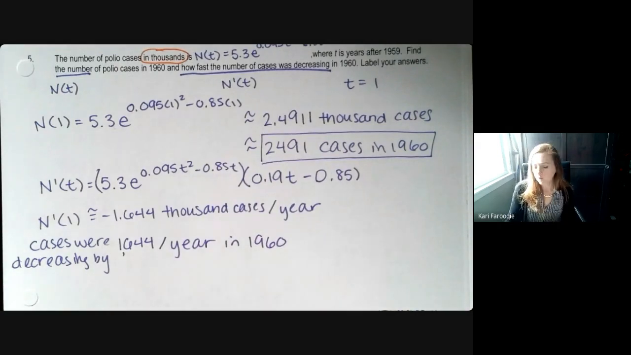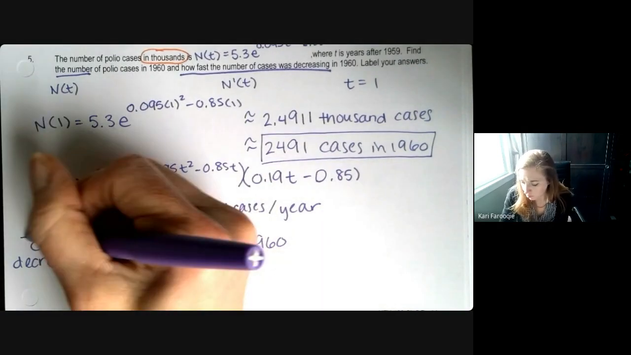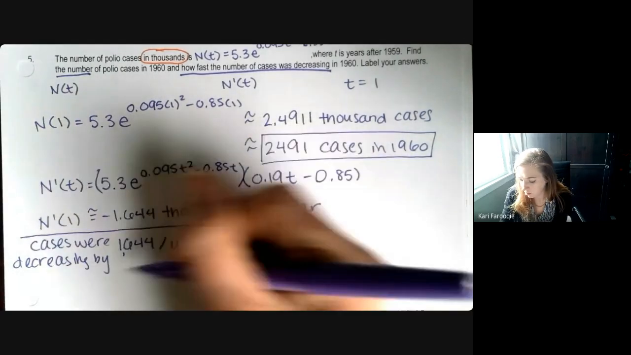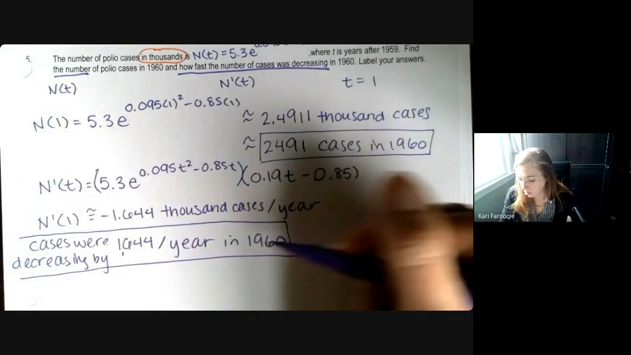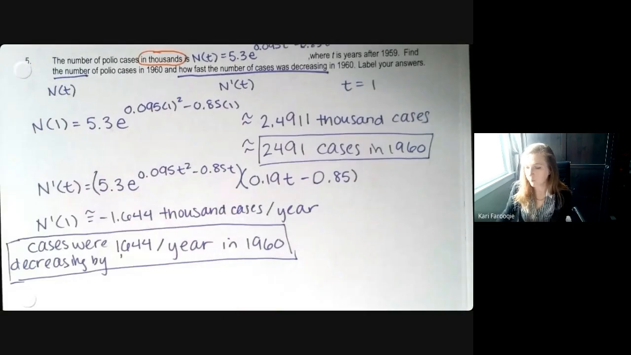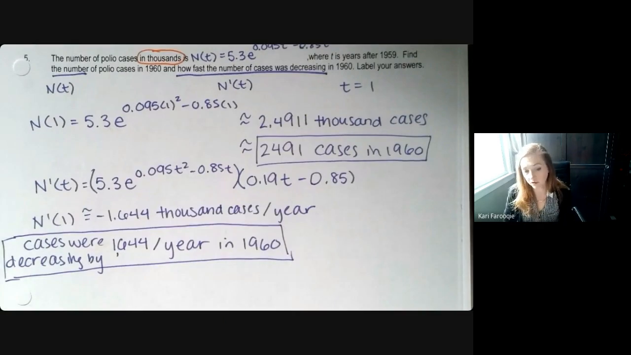And if you know anything about polio, that should make sense because there was a vaccine that came out and people weren't getting polio as much. So you'd expect the numbers would be decreasing. But it does not say if it's worldwide or in a certain region. Okay, I have one more problem for you.